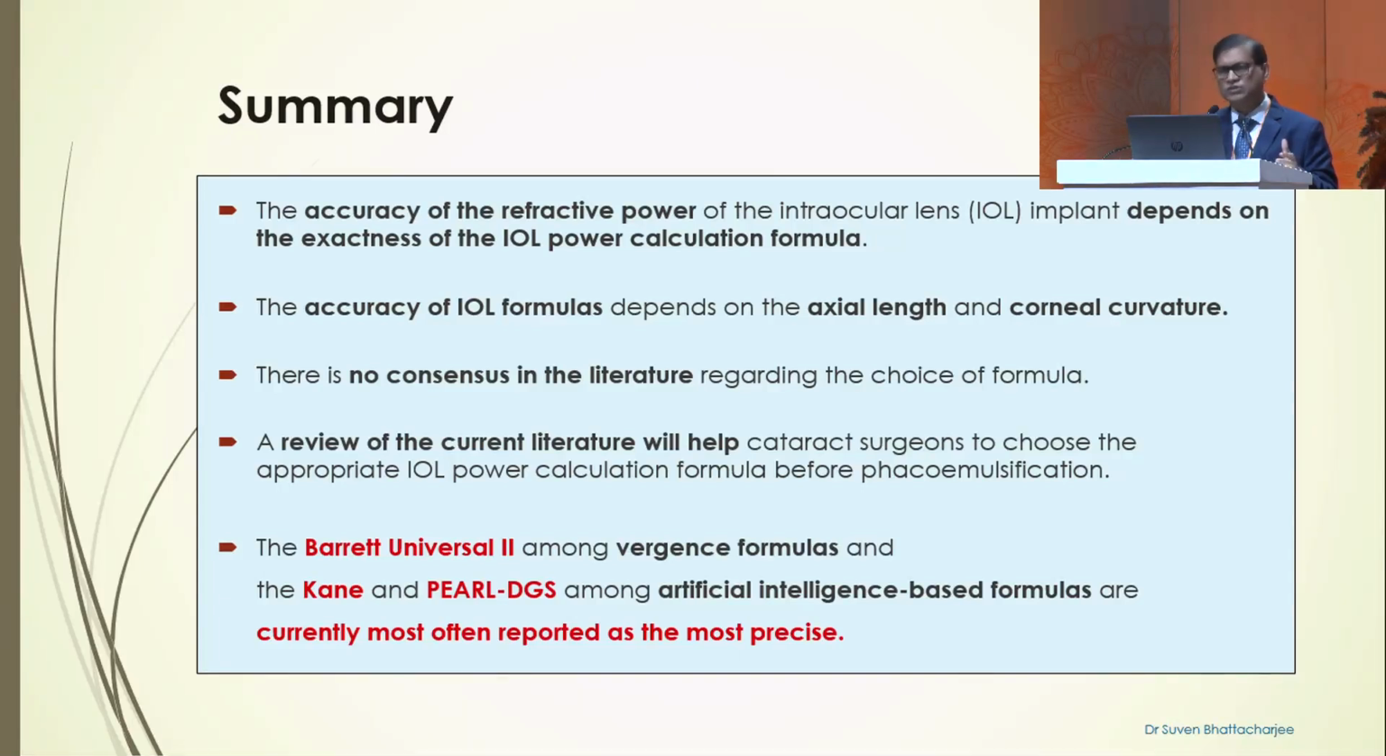So Barrett's Universal 2 or the True K are among the Vergence formulae which are working well now, and the KN, the Pearl DGS, and probably some Hill RBF are working well among the AI supported formulae. Thank you very much for your kind attention.